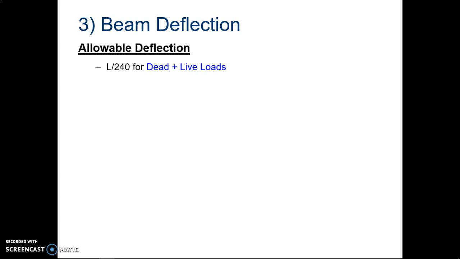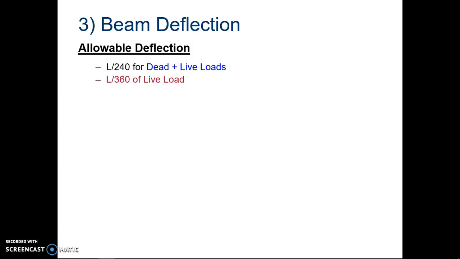Well, we have an equation for what is considered an allowable deflection. So we say that the length divided by 240 is the allowable deflection for dead and live loads being applied. You know what dead and live loads are. Dead is like the weight of the structure itself, and live are things that move. So you take the length of the beam, divided by 240, and that's the allowable deflection. Not the actual deflection, the allowable deflection.